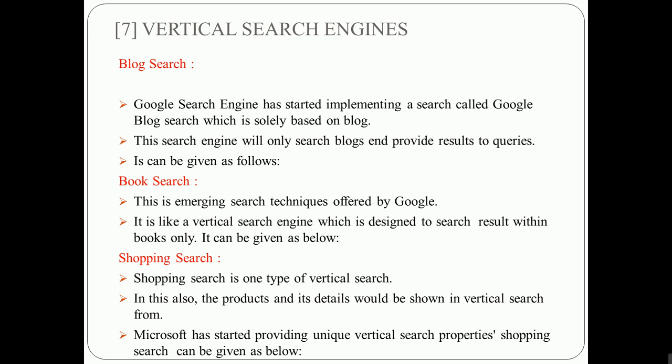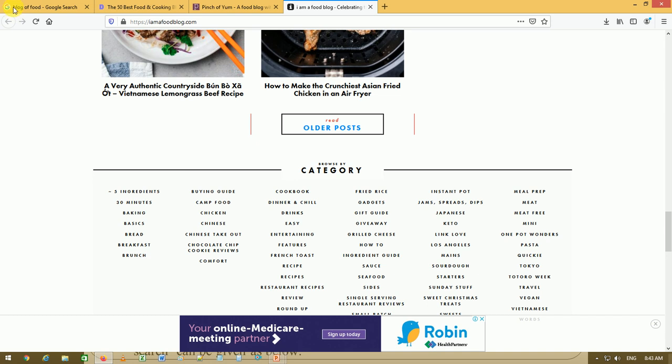The next search is a book search. This is an emerging search technique offered by Google. It is like a vertical search engine which is designed to search for results within books only. It can be shown as below. So we can see how the book search engine works.